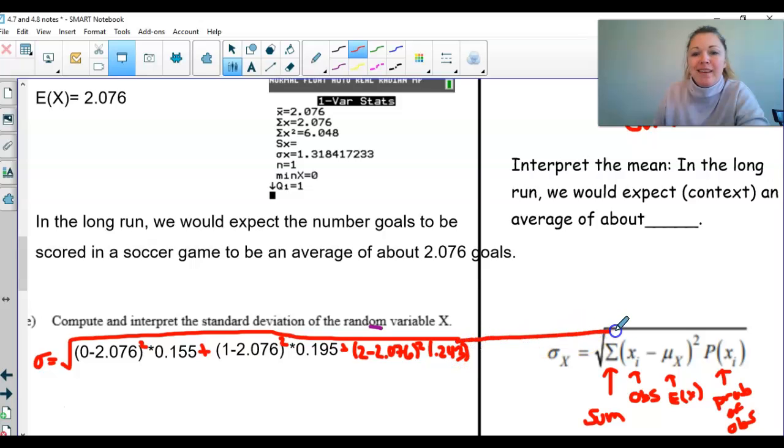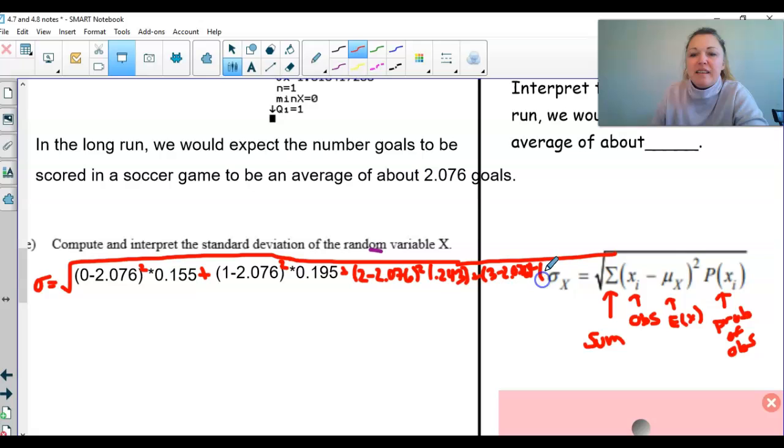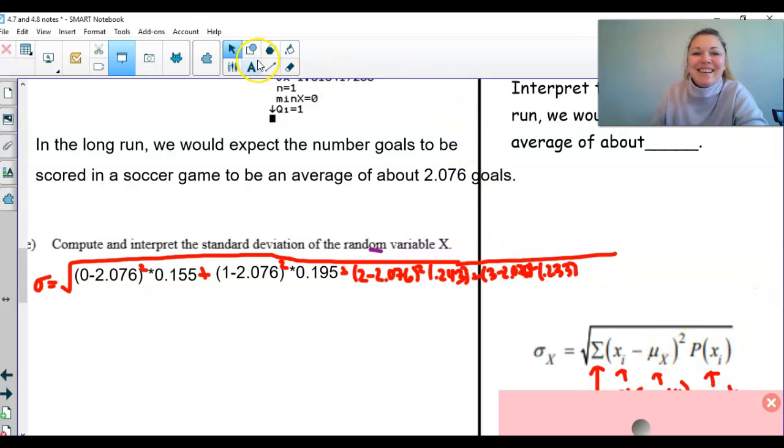We're going to keep going, right? Plus 3 minus 2.076. I'm going to try to squeeze it all in here, guys. You think I can do it? Squared times the probability of that observation. So that's 0.233. Oh no, this looks bad, but we're going to keep going. Let me move this down. There we go. Much better, right?